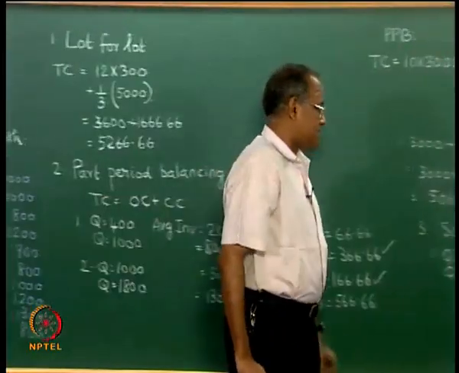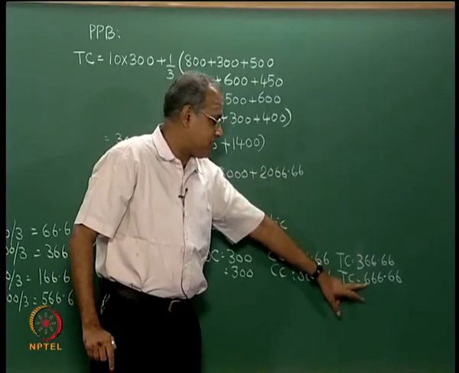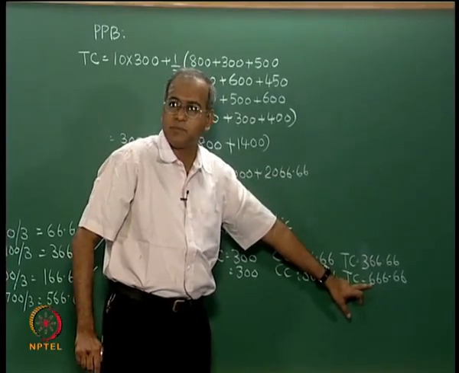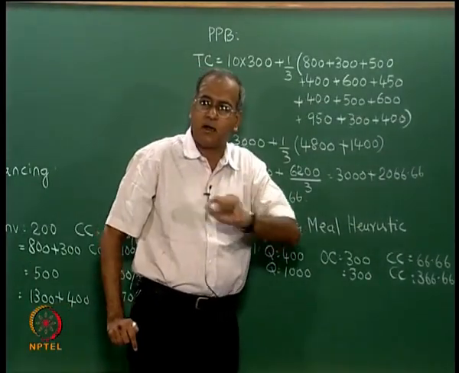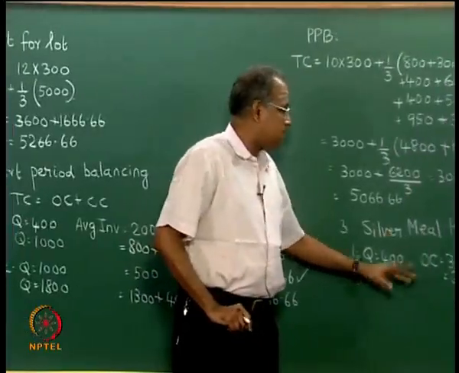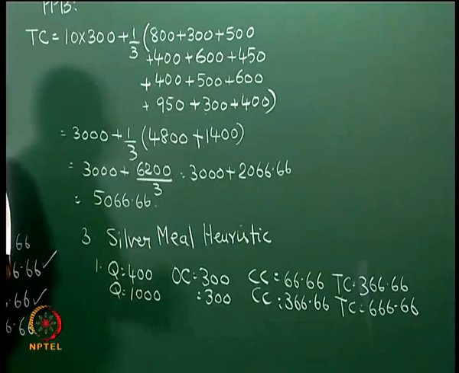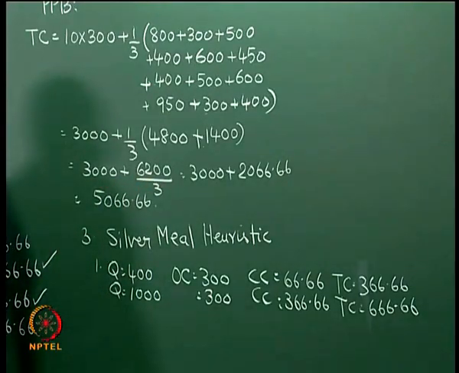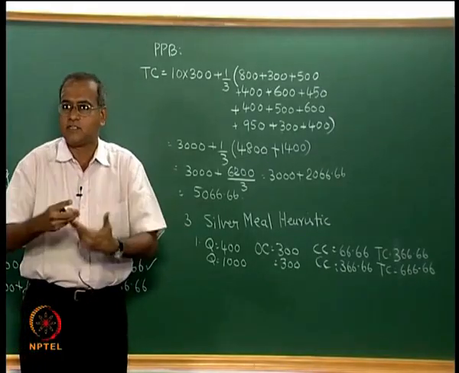Now, it is not fair to compare this 366.66 with 666.66 because this 366.66 is the cost for the 400, while 666.66 is the cost for 1000, but essentially it is a cost to meet the demand for 2 periods. So, what we do is we try and compare what is called a per period average cost.